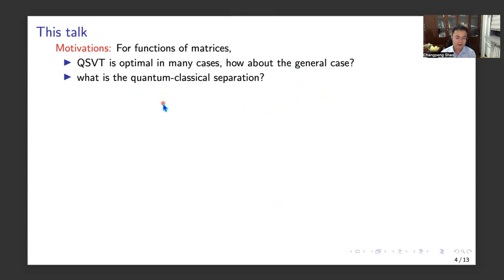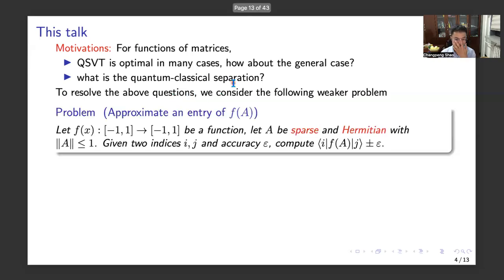And also, the functions and matrices are very important in quantum computing. So it is also very interesting to know what is the separation between quantum and classical computing for functions and matrices. So to resolve these two questions, we consider the following weaker problem.